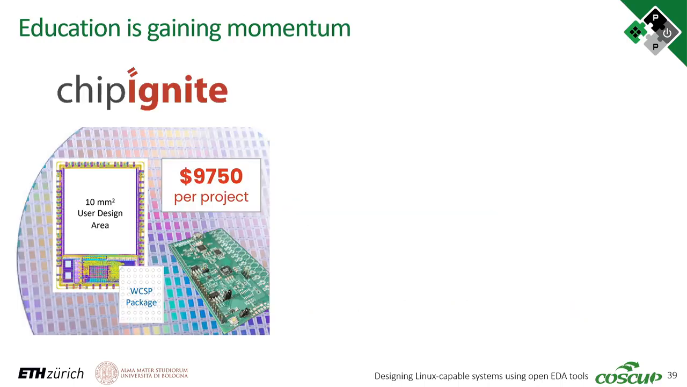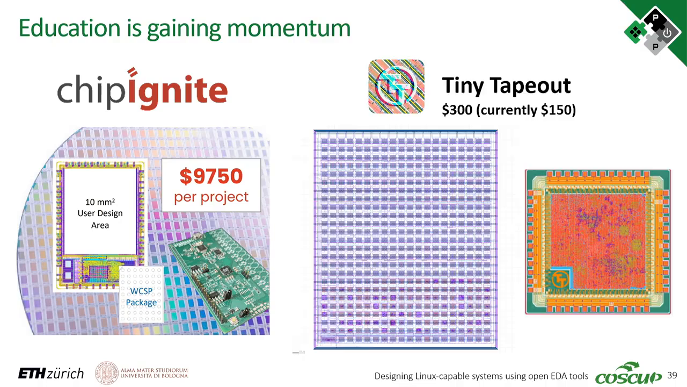So education is actually already gaining quite a bit of momentum, like for example this eFabless chip ignite flow, or also the tiny tape-out flow, where for a few $100s you can have one of these very small cells in there and actually have your own small design on a real chip in the end. And on the very right side you can see tiny tape-out also already works on IHP's technology, and it should be available within a year or so on IHP as well.